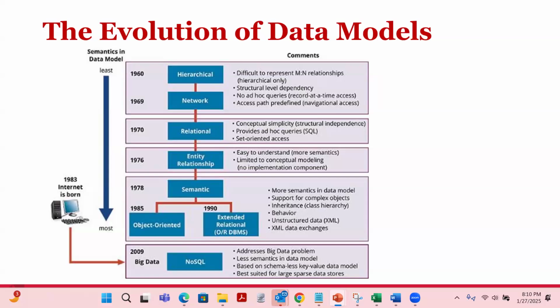Then further down, there were additional data models developed. Those include semantic. Then semantic was split into extended relational model or object-oriented model. And further down, in 2009, we started developing more complex data models that supported big data databases.